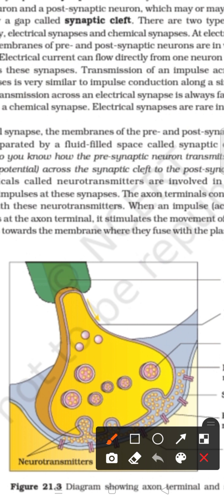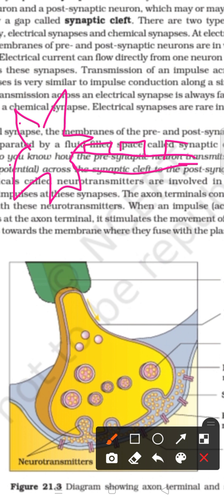Okay, so I'm going to draw one diagram related to the neuron. Suppose this is the structure of the cyton region. These are the dendrites, and this is the axon. In the axon, you all know that myelinated sheaths are present, and the gaps where the myelinated sheath is not present are known as the node of Ranvier.